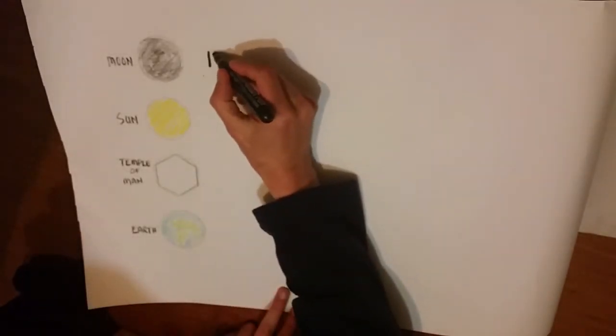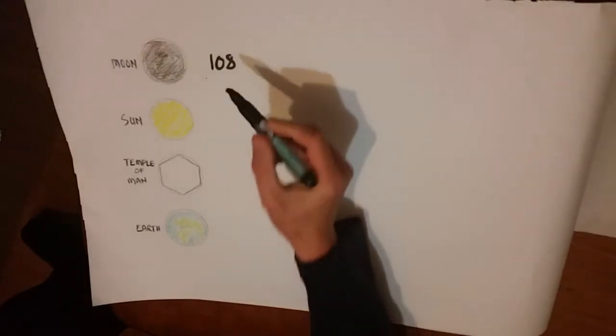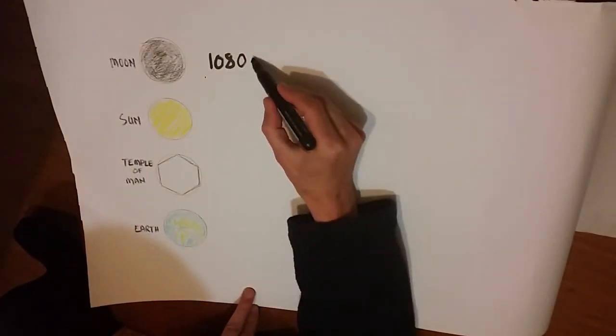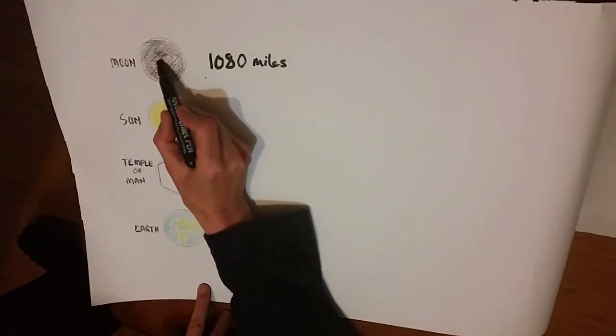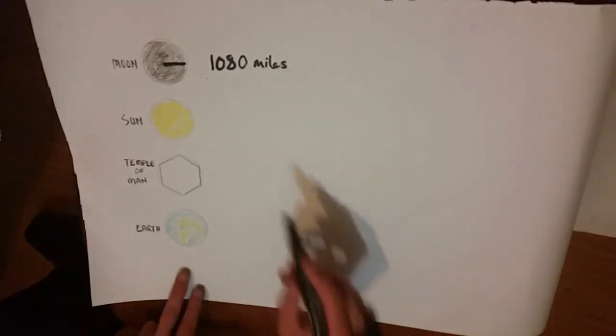For instance, the number 108. That's one of the keys. It's one of the best numbers to get used to and to remember. And by 108, so we begin with 108, simply add a 0 on the end, and miles, and we have the equatorial radius of the moon.